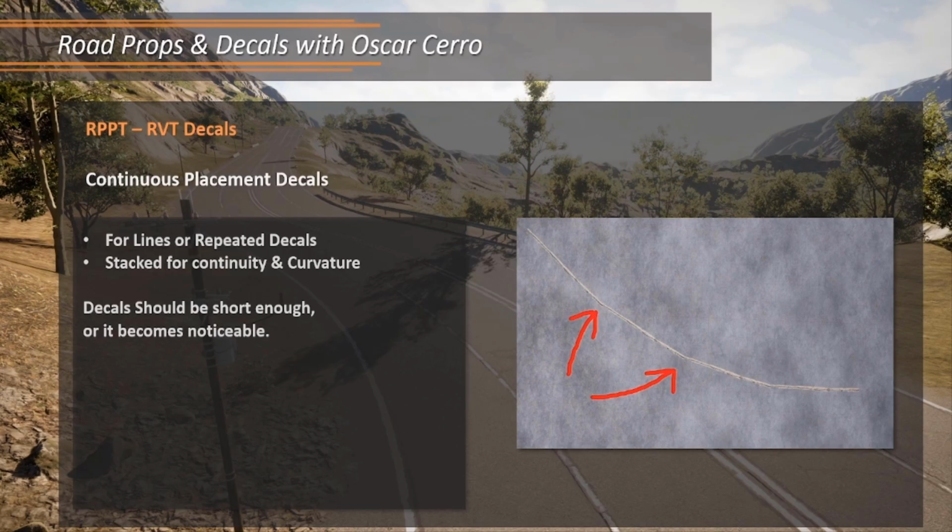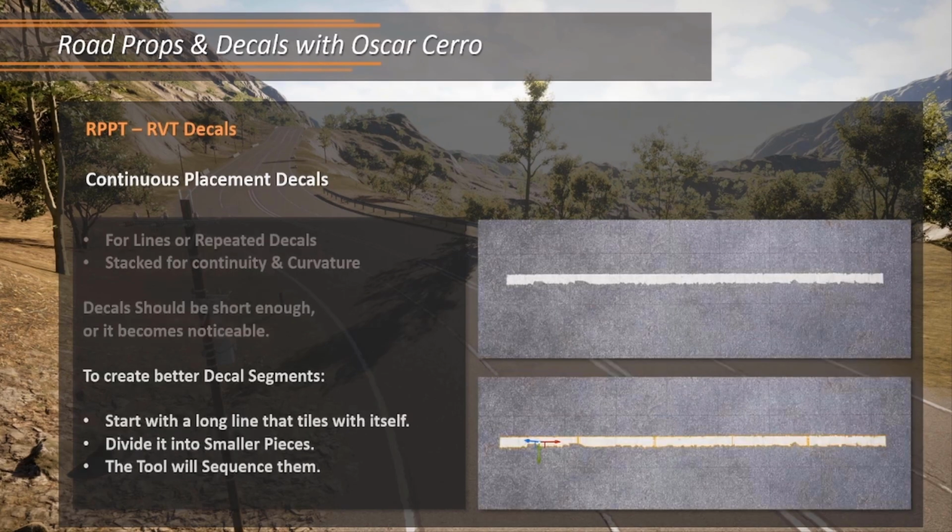These are lines or repeated decals that need continuity, but there is a major problem, and that is if the pieces of these decals are too long, on curved sections it would be far too noticeable. And we don't want that. It would break the feeling of continuity and bending.